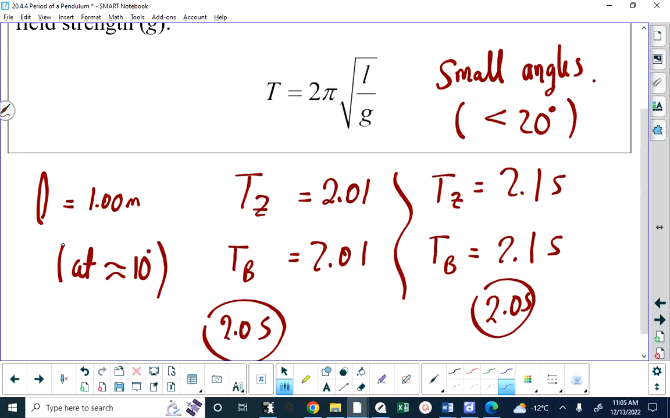I pulled this 20 degrees out of the air. I have an idea in my head of why the formula breaks down at larger angles, and that's my estimation of where I think the formula starts to break down. We can look in your textbook a little bit later and see what they have to say about the limitations of the formula. But I would say 20 degrees is a pretty good estimate.